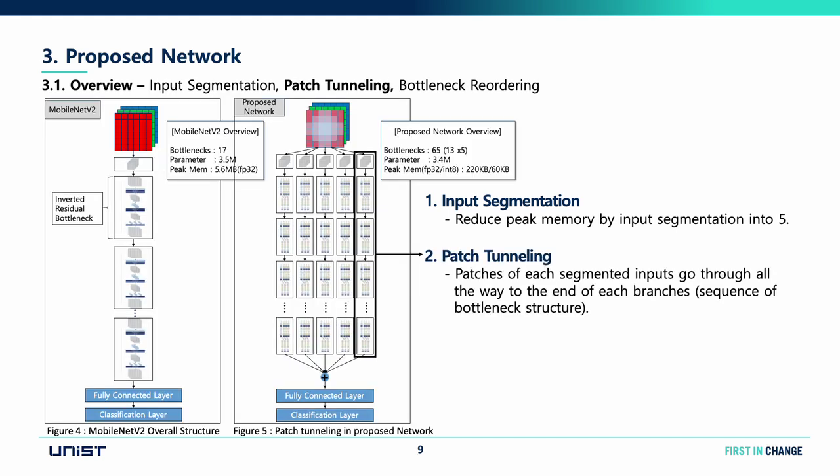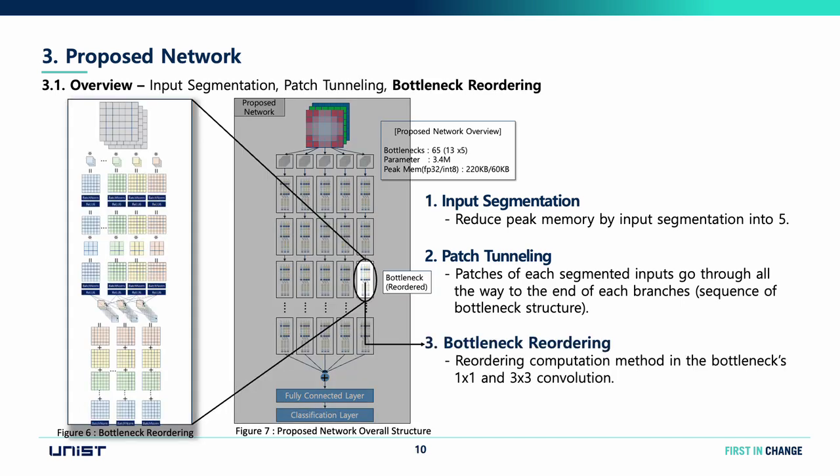Next, while MobileNet V2 passes through only a single branch of the model, since our input has been segmented, the separated inputs go through sequenced bottleneck branches all the way until the end, which we named patch tunneling. And for bottleneck reordering, we have modified the order of CNN calculation, which I will explain in more detail in the next slides.